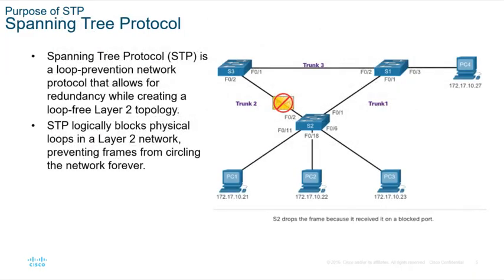So we have an example of a switched network. As you can see, switch 1, switch 2, switch 3, and one of the links is locked, so that the frame is not allowed to keep rotating on the network. Because every time, as long as it's from the other switch, this switch is going to accept it.